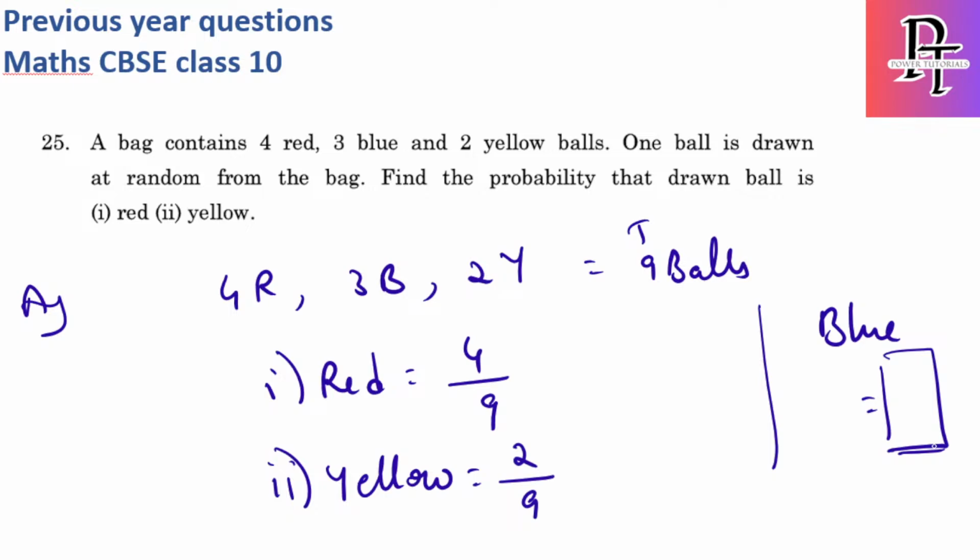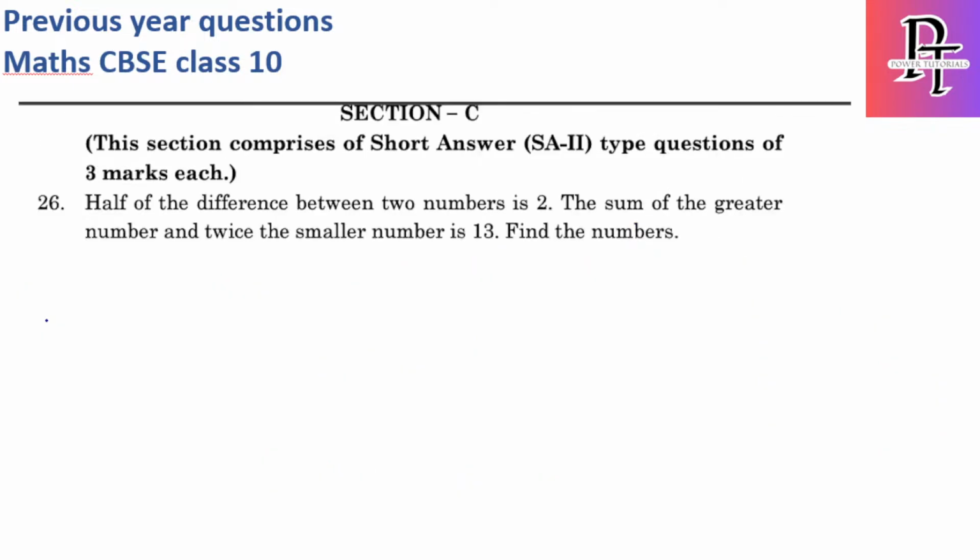Okay. Let's go to the next one, 26th question. From here we are moving to section C, where we have short answer type questions and each carries a weightage of 3 marks. Let's see the first one. Half of the difference between two numbers is 2 and the sum of the greater number and twice the smaller number is 13. Find the numbers.